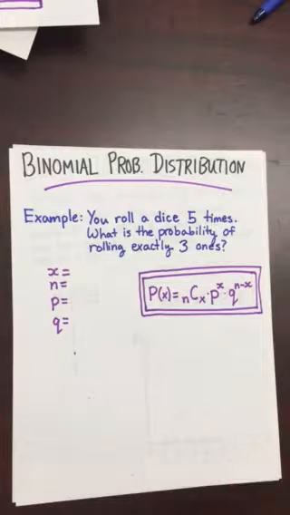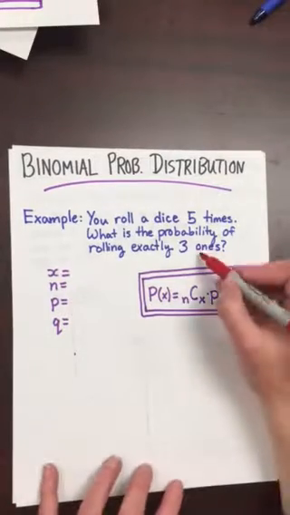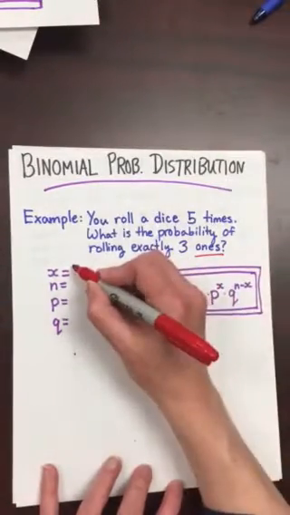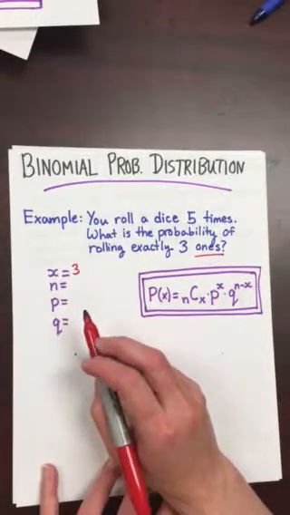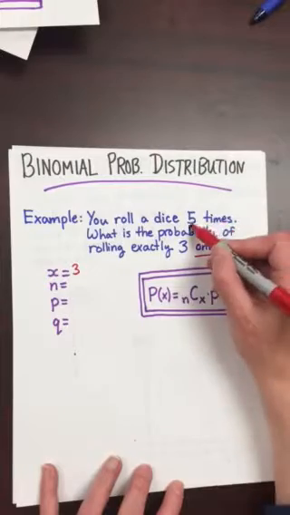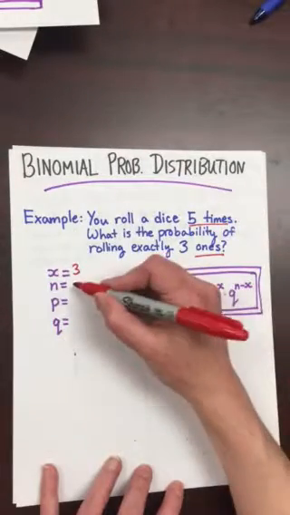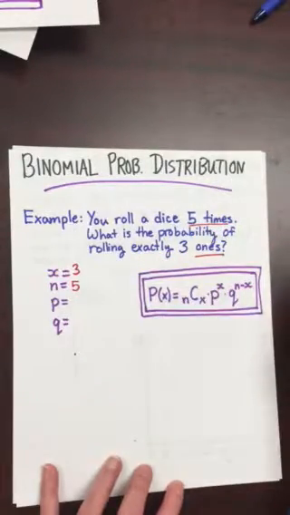So think about what is x, n, p, and q. First, x. X is the number of successes. Success is rolling a 1, so there are 3 successes. N is the number of trials. The dice is rolled 5 times, so n is 5.